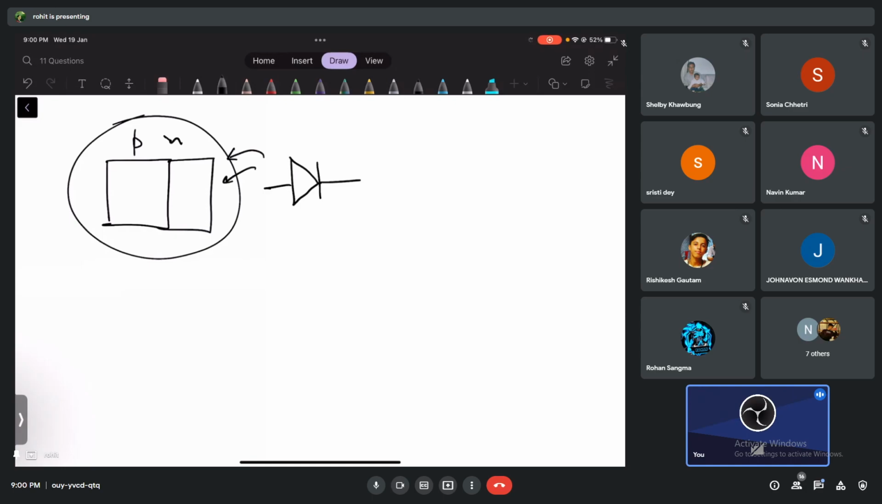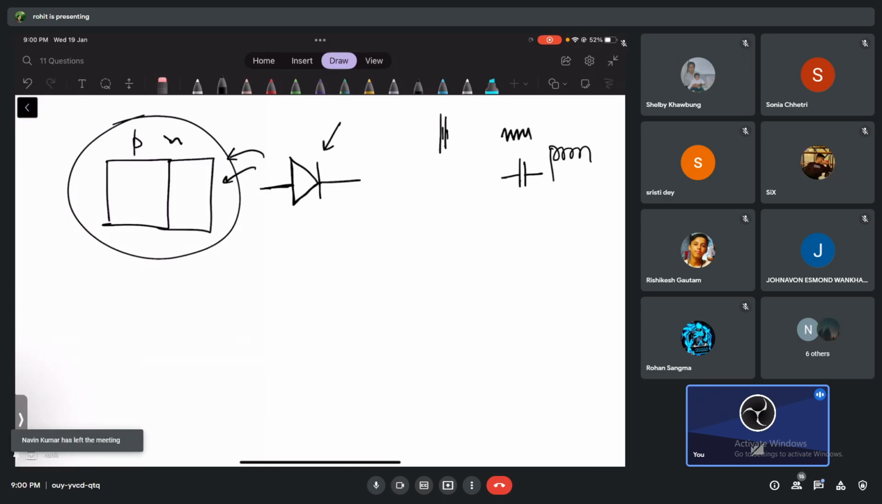Because in electronics, we have different symbols. This is a symbol for a battery, this is a symbol for resistance, this is a symbol for a capacitor, this is a symbol for an inductor. So what is this symbol, guys, for? This is a symbol for PN junction diode. So this line means N type, this triangle means P type.